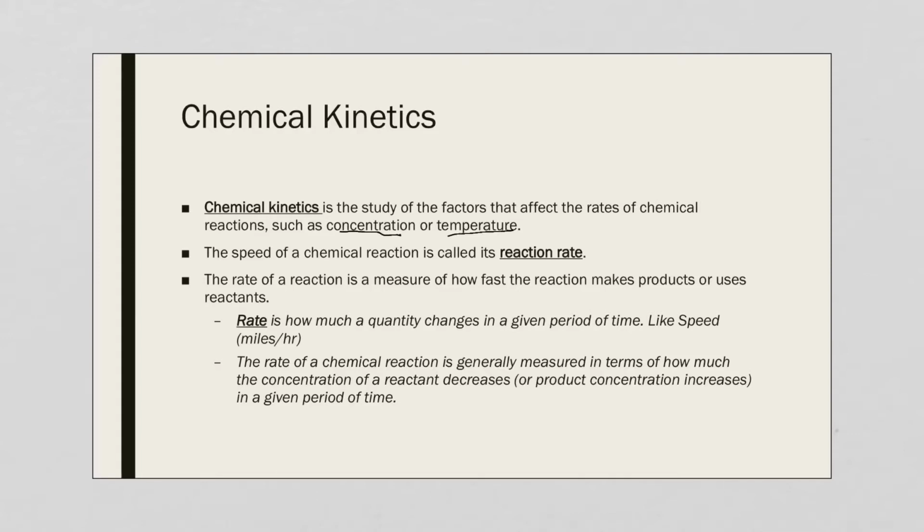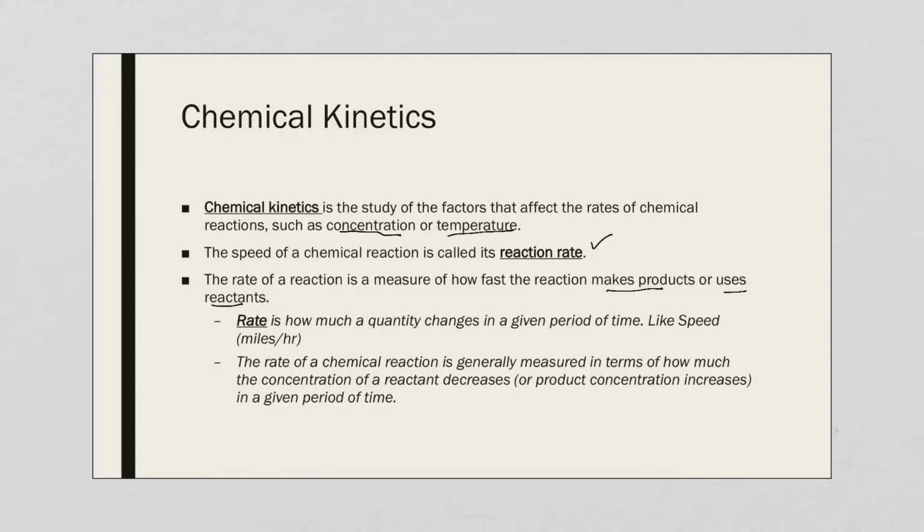Now, the speed of a chemical reaction is called its reaction rate. In other words, when we talk about the rate of the reaction, we're talking about the speed, or how fast the reaction goes. Mathematically, it's a measure of how fast the reaction makes products or uses up reactants. So we can look at it either based on observation of the products that are produced or the reactants that are being used.